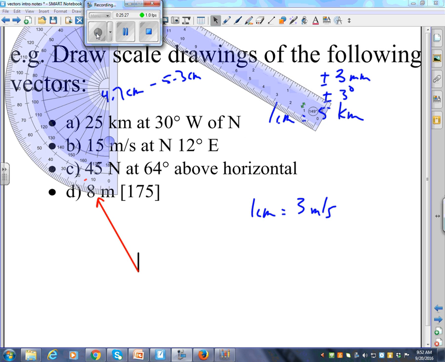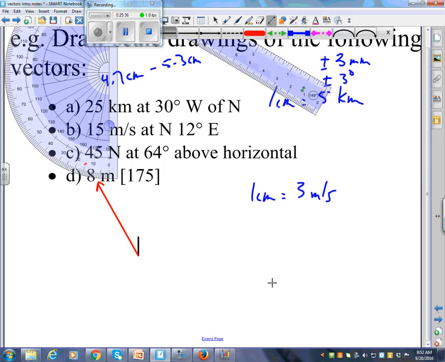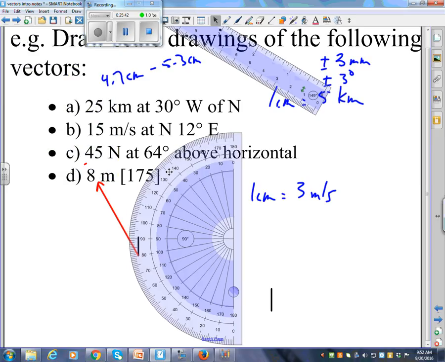Even if you're done, you guys just watch this. North 12 east, so draw your reference line. It doesn't always have to be north, but at the very least you should do that. Little reference line, there's north. I'm going north 12 and then east. So look north.